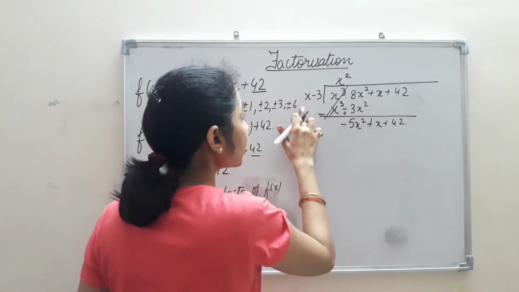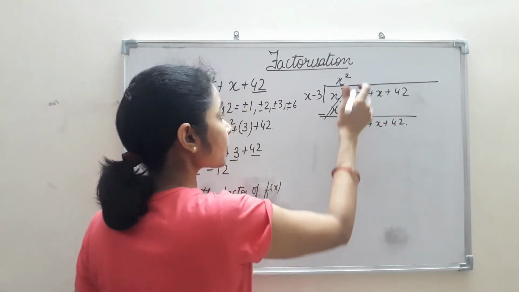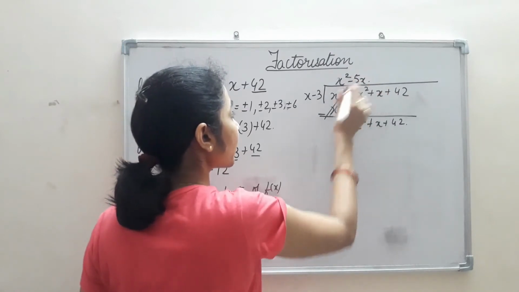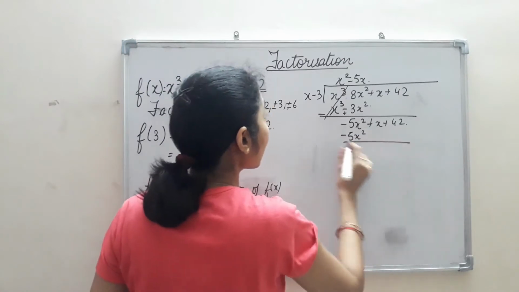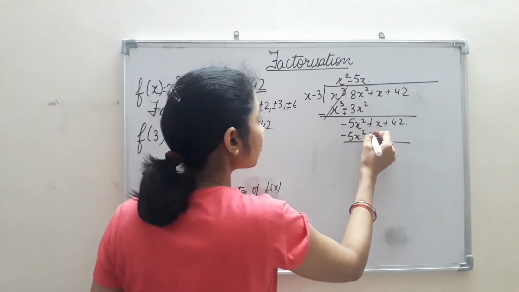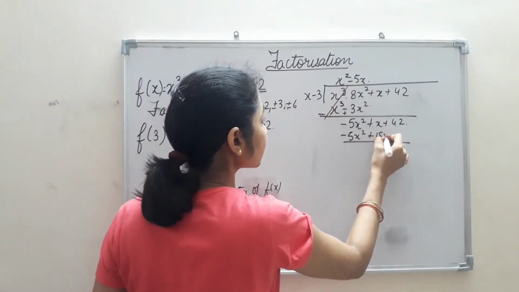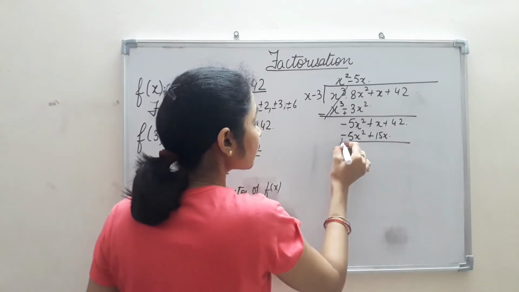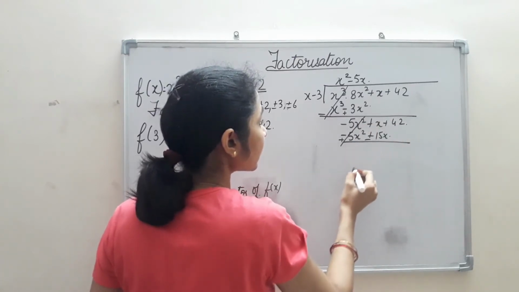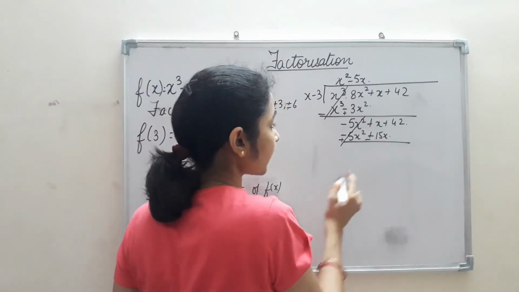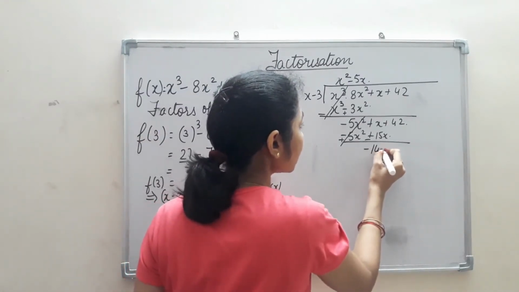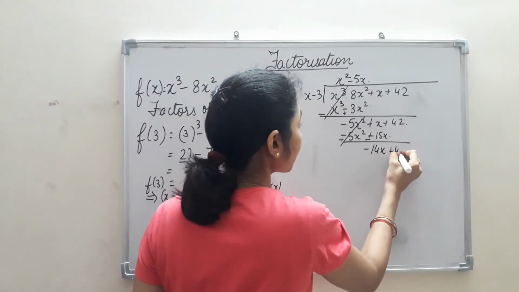Okay, now what should I multiply to x to get minus 5x square? Minus 5x. So minus 5x, if I multiply, I get minus 5x square, and minus 3 into minus 5, I get positive 15x. Okay, now this becomes positive, cancels, here negative. Now x minus 15x, it gives me minus 14x plus 42.